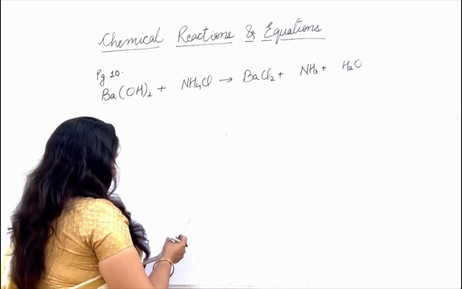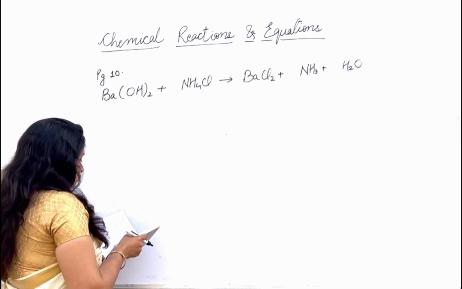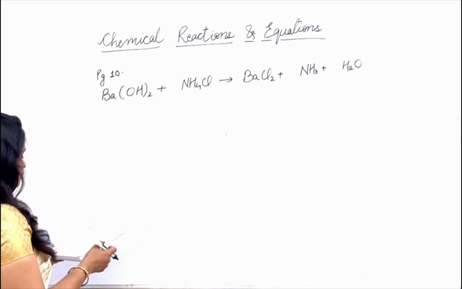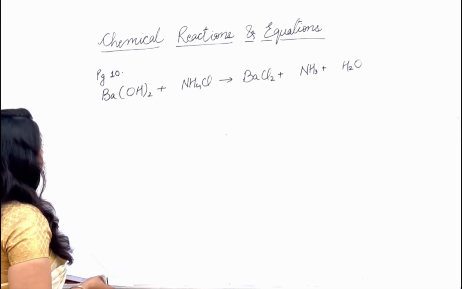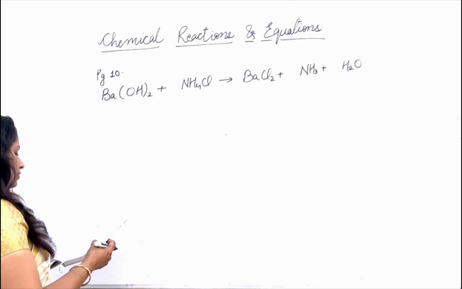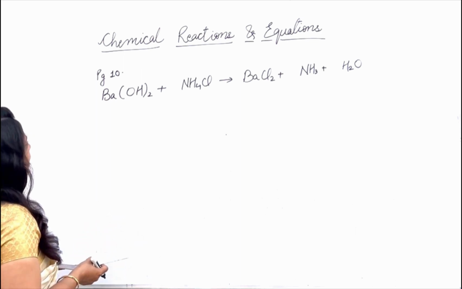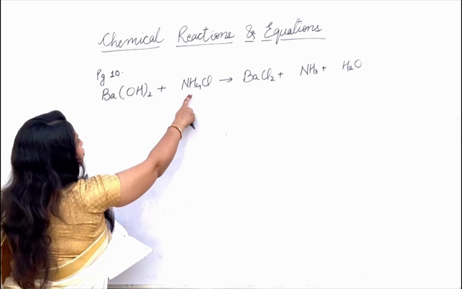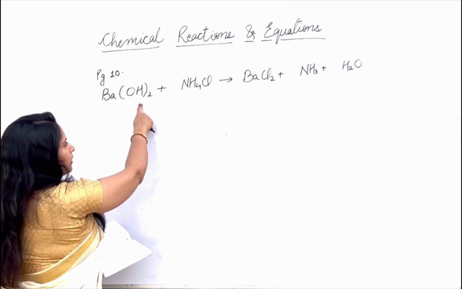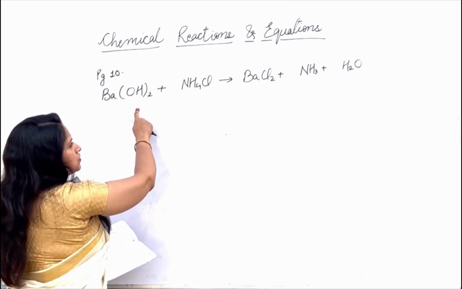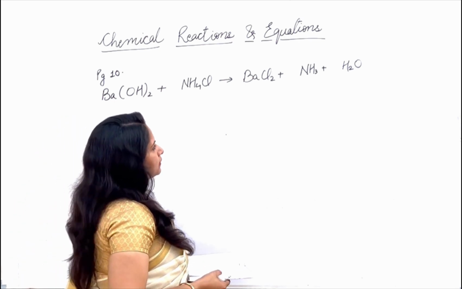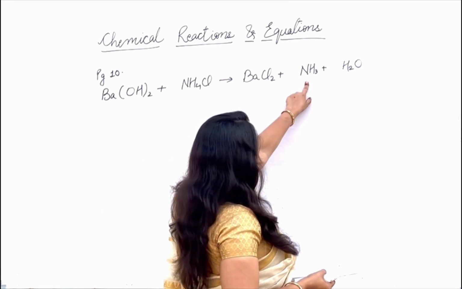Now let's balance it. So we can start with barium. It's already balanced. Now if we look at hydrogen, here we have 4 hydrogen atoms and here we have 2, so it makes a total of 6. But this side I have just 1 NH3.